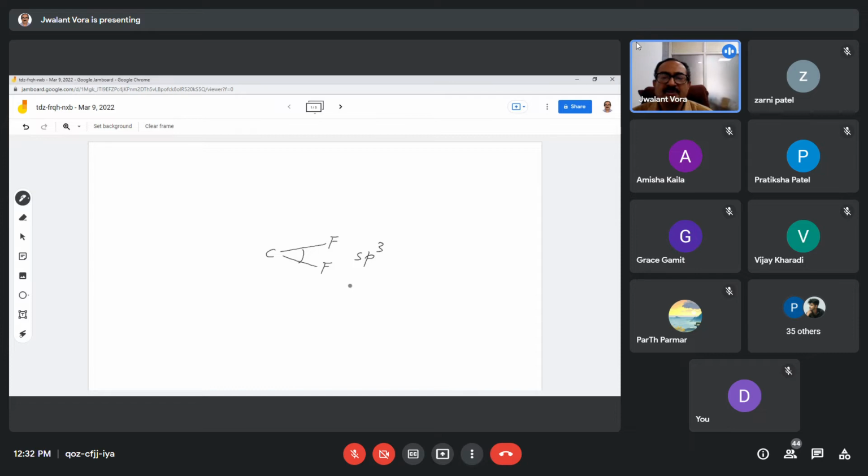sp3 hybridization, s character 25%, p character value 75%.